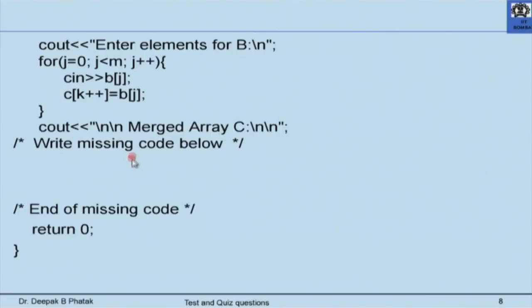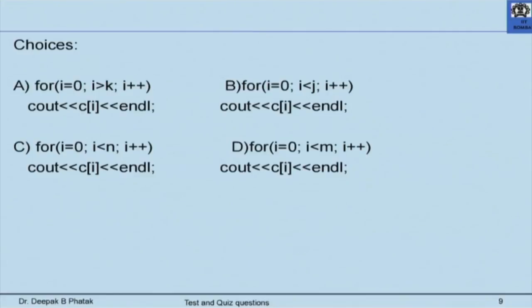This is where you are required to write the missing code block. It is very obvious that you will have to write a loop to answer this question, which will output all the elements of C. The program ends with return 0 and this. Now this quiz could have been set where you have to actually write this code. The way this particular quiz has been set is different. It gives 4 possible choices of code that should be written in this missing place here, and these choices are named A, B, C, D.